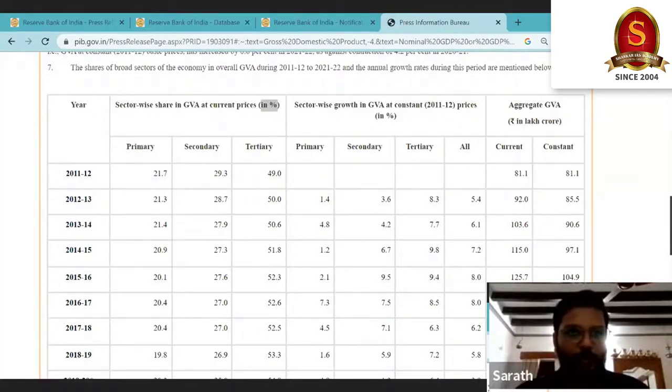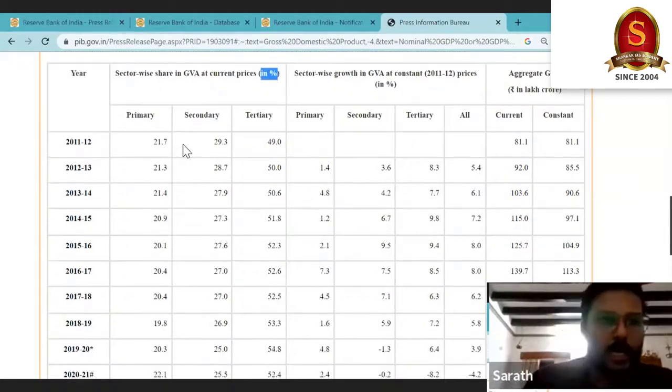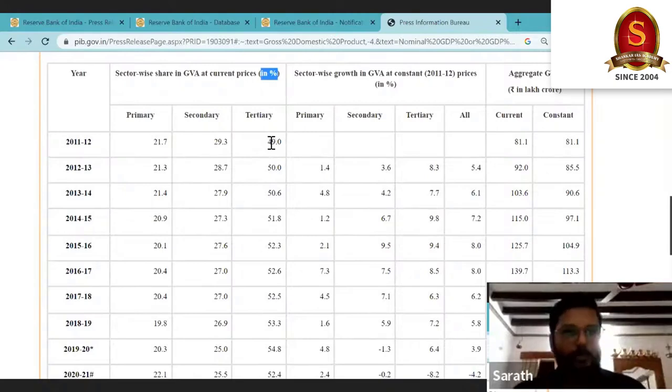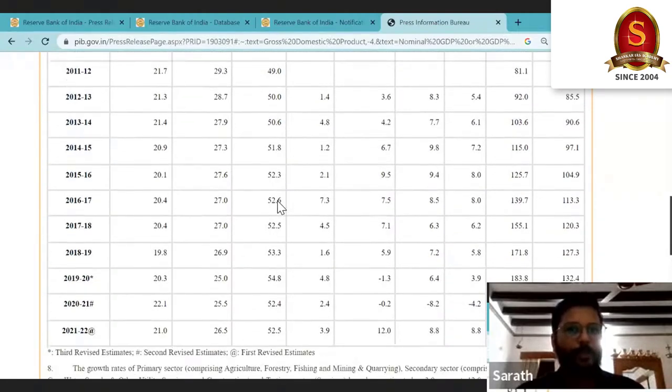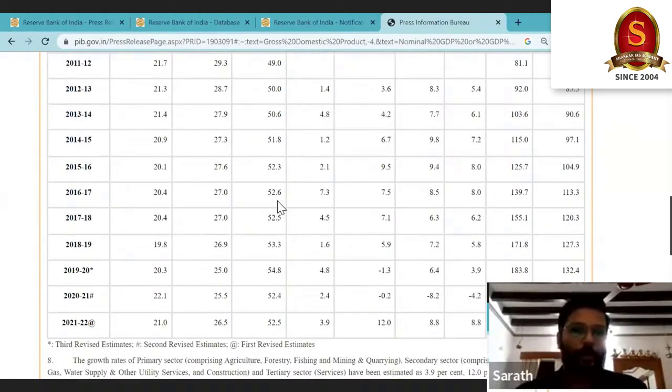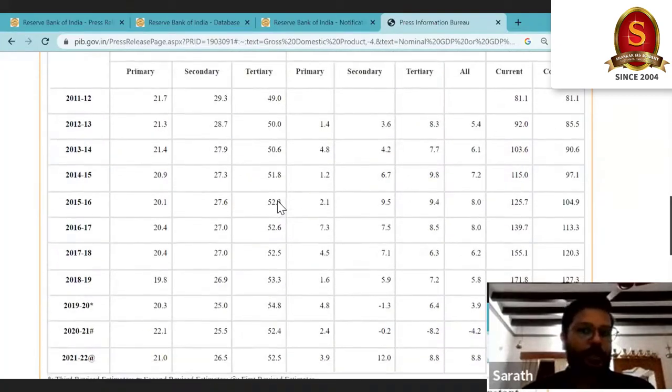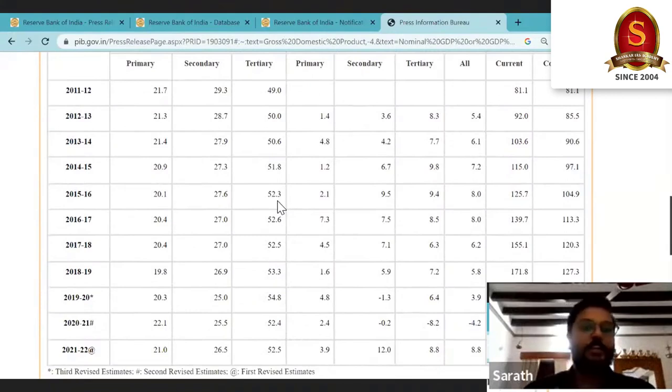Take a look at the data that we have over here. Tertiary sector, 2011, this is the first one. So 49%, 50%, 50.6, 51.8, 52.3, 52.6, 52.5, 53.3, 54.8, 52.4, and 52.5. This is the data with respect to the tertiary sector, which means that over the last decade it has indeed been contributing around half of India's GVA, GDP.